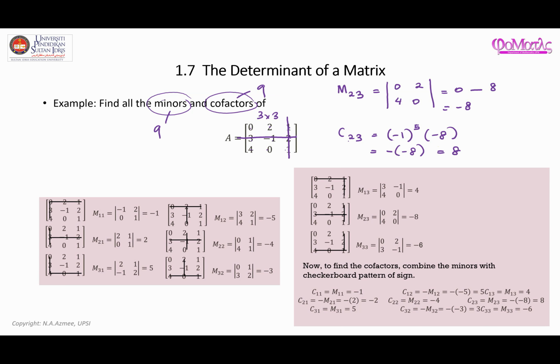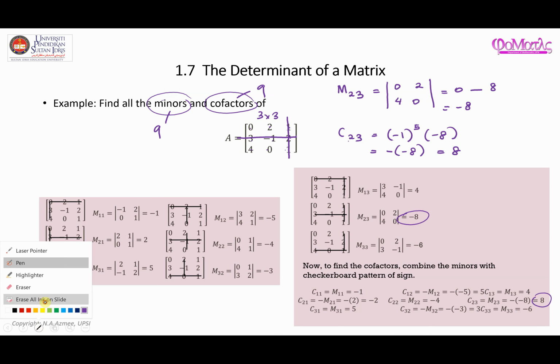So you can see that the results of C23 and M23 are the same in value, they are just different in sign. This one is negative, this one is positive. Now let's look at this to clarify that we got the right answer. M23 is negative 8, C23 is 8. So we are okay with that.